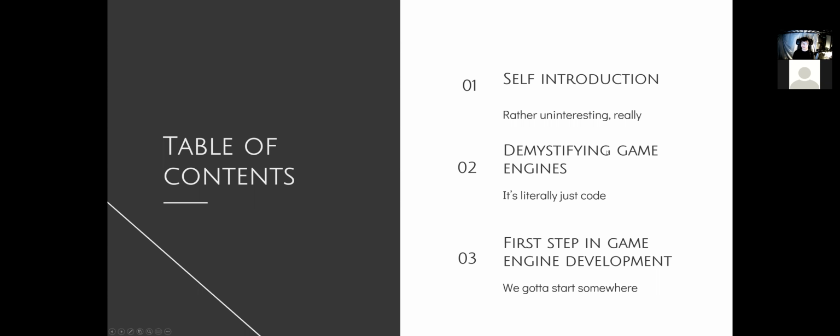So the first part, the introduction, is rather uninteresting, really. It's just something about me. And then we'll go and demystify the game engines. It's literally just code. It is a loop. It is a while true loop running on the main function. So yeah, it's just a main loop. It is nothing other than a usual piece of user software. If anything, scripting in the game engine itself might be more unorthodox than the game engine itself.